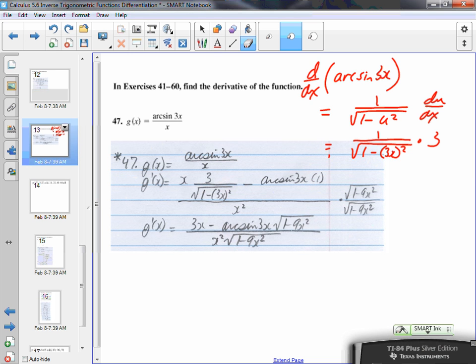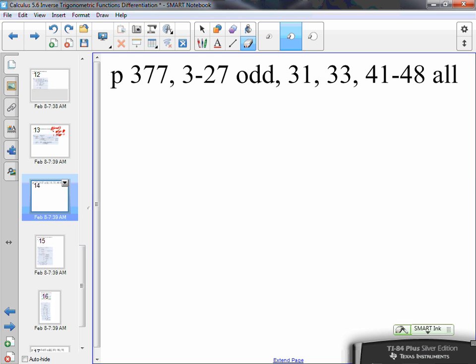All right. Page 377. 3 through 27 odd, 31, 33, 41 through 48 all.